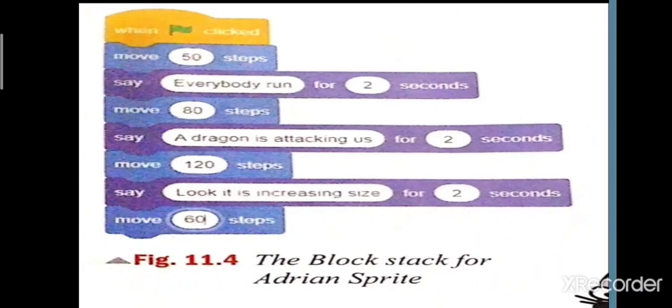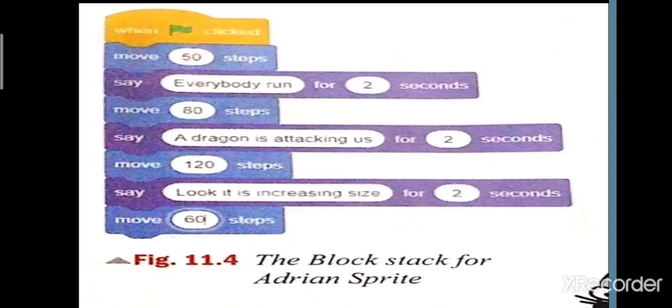Then you can see figure 11.4. This figure is basically showing you move 60 steps. So when clicked, what happened? You can see on the upper left hand side, when green flag clicked, then move 50 steps. Say everybody run for 2 seconds. So it is going to say everybody run for 2 seconds.